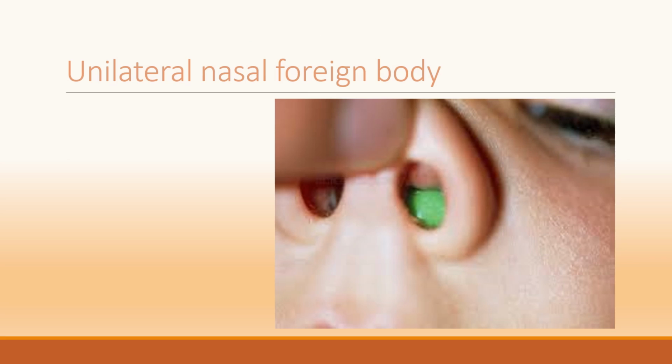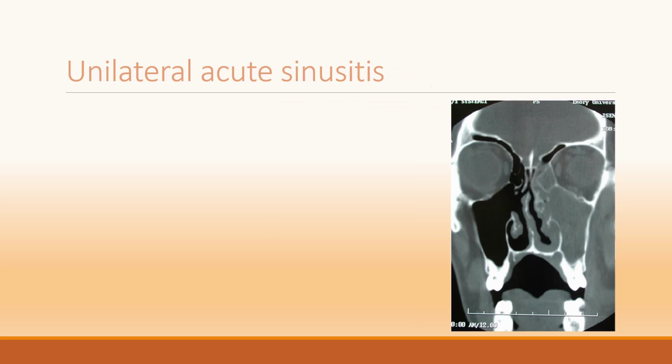Unilateral nasal foreign body. Can you see it on the right side? Unilateral acute sinusitis. Here you can see on the left side, this is a normal, aerated sinus, and on the right side you can see infection filling the left sinus.